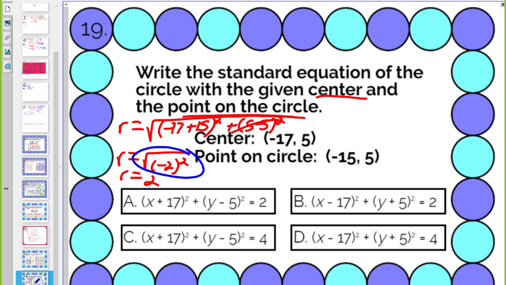Now that's the radius, so what number are we going to see on the other side of the equation? I'm not going to see a 2, what are we going to see? 4. Yeah, 4. So we're looking at x plus 15 and y. It can't be these two because of the left side. It's not 8. And then C.